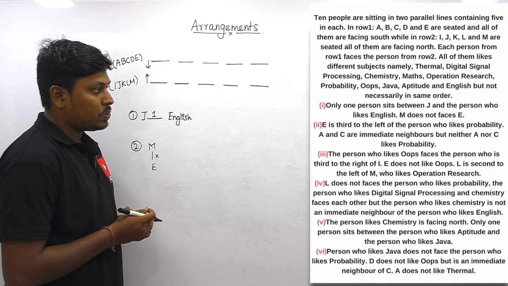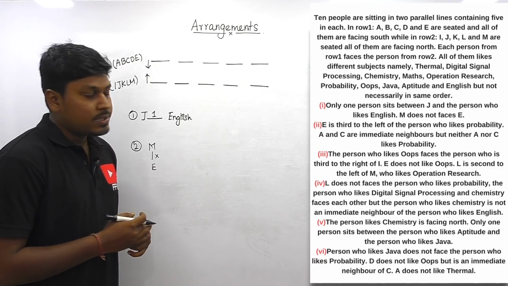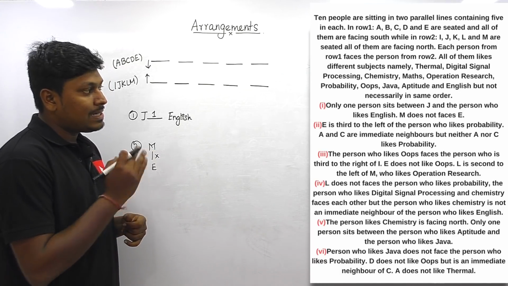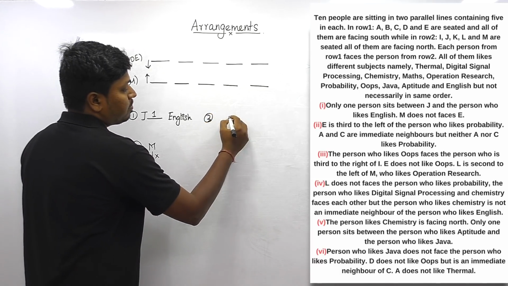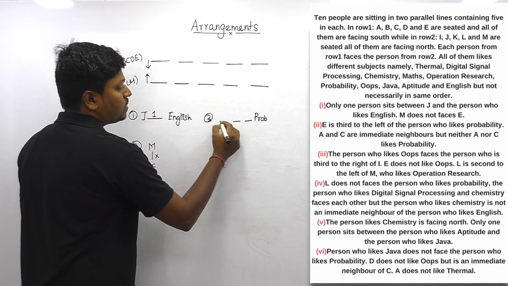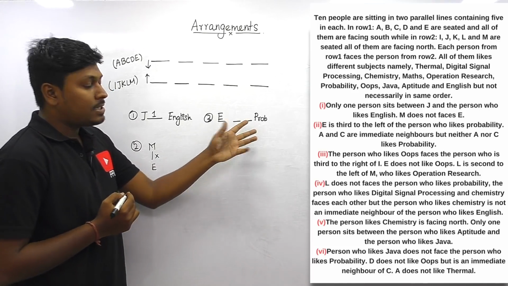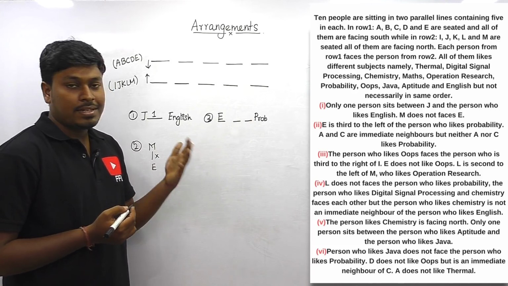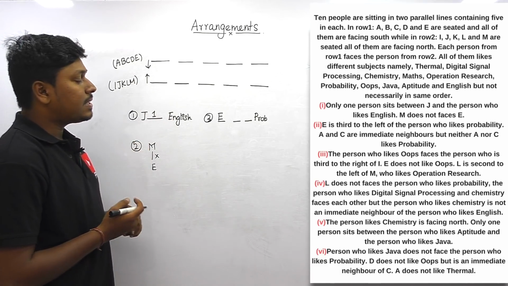So point number 2: E is third to left of the person who likes probability. So on the left hand side of probability, at the third place, the person E is sitting. So clue number 3: probability, left hand side at a third place, 1, 2, 3, at a third place the letter E is sitting. So E, right hand side third place probability, or probability left hand side at a third place E, right? And we already know that E is facing southern side.